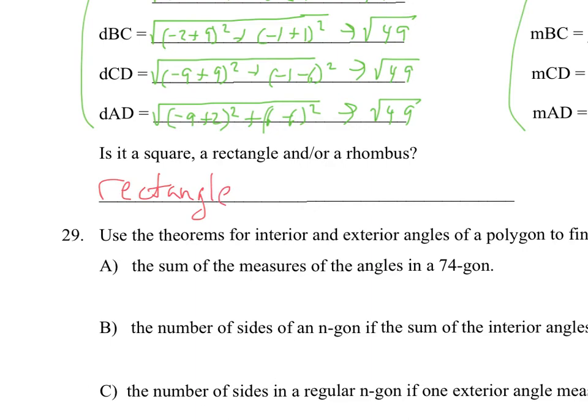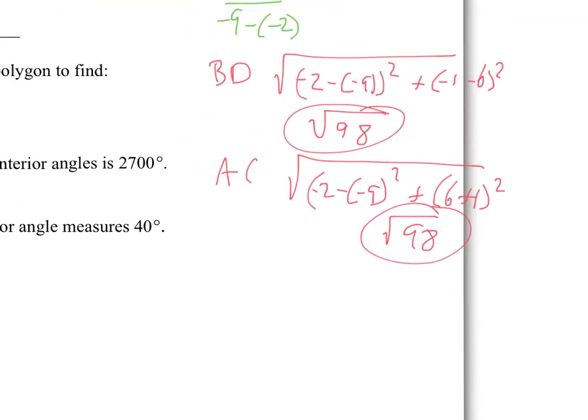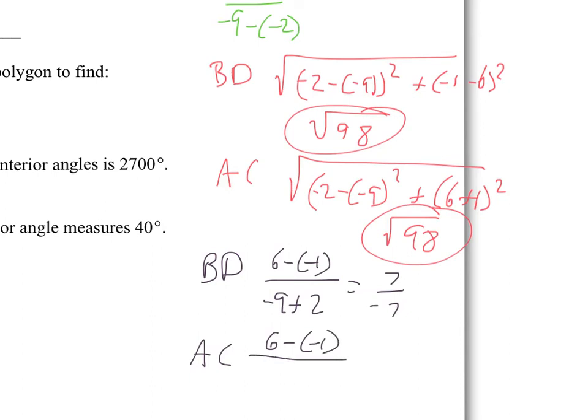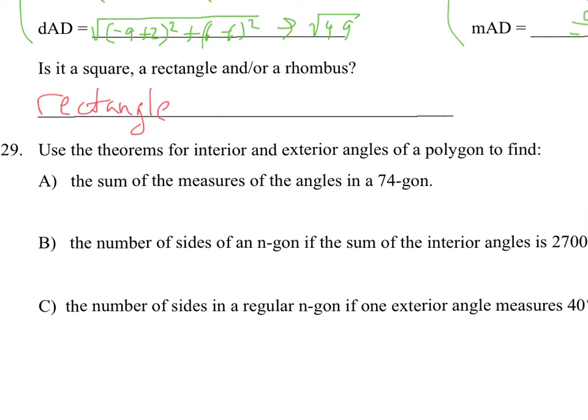Now it'll be a rhombus if the diagonals are, I'm sorry, if the diagonals are perpendicular. So let's check that out. For BD, the slope is going to be 6 minus -1 over -9 plus 2, which is 7 over -7. Slope for AC is going to be 6 minus -1 over -2 plus 9, which is 7 over 7. They're opposite reciprocals of each other. One's positive, one's negative, and 7 over 7, the reciprocal is going to be 7 over 7. So yes, they are perpendicular to each other. So not only is it a rectangle, but it's also a rhombus. And if it's both, it's a square. That's how we know if it's a square or not.